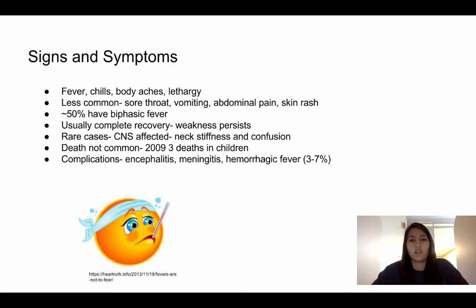There are some complications that can come from having this disease. You can get encephalitis, meningitis, hemorrhagic fever, so kind of the more serious side of the disease, where you would actually need to go to the hospital. This only occurs 3 to 7% of the time, so it's not a big concern really if you're healthy.